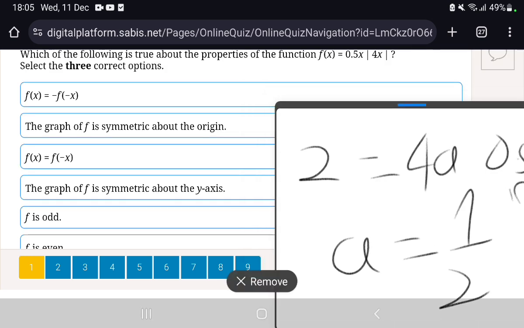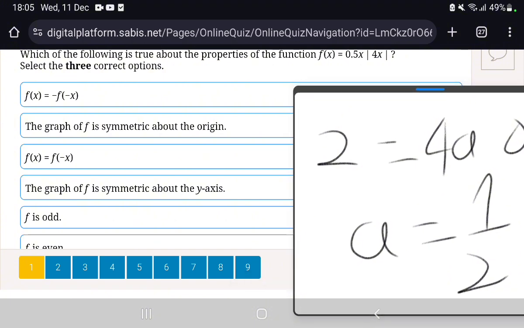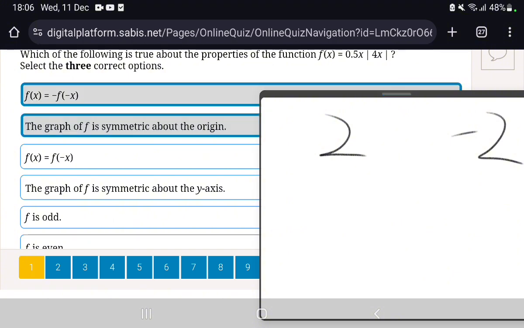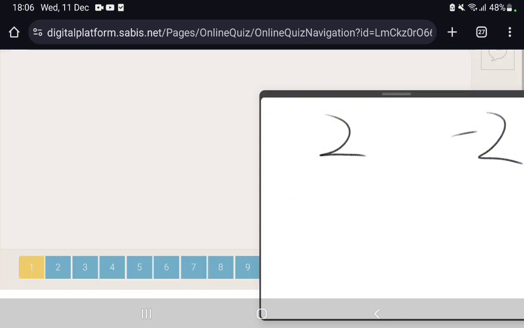For this question, we need to first find out if this equation is even or not by substituting x by 1 and negative 1. If we substitute x by 1, we will get 2. But if we substitute by negative 1, we'll get negative 2. Which means that it's odd, so the first option is correct, and that it's symmetric about the origin and that it's odd.